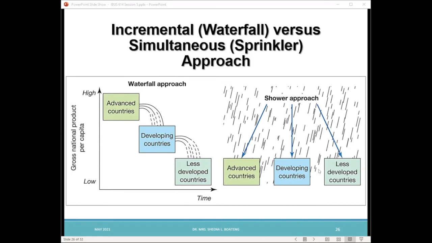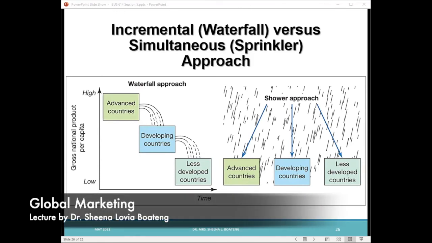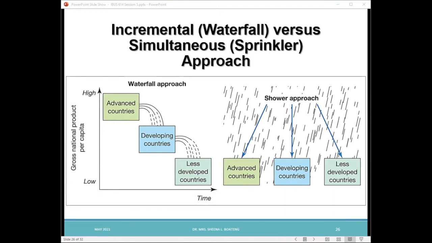However, for the shower approach, all these countries are served at the same time with the same product, sometimes with minor adaptation, depending on the approach of the organization, whether they are using a strategic adaptation or a strategic standardization approach. So that way, you realize that the firm is selling almost the same thing in all these markets, unlike in the incremental or waterfall approach, where it moves gradually from the more developed to the least developed countries.